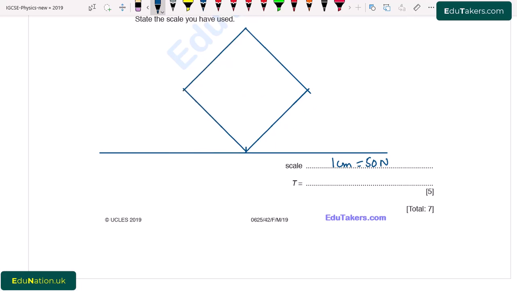First of all, tension is this and this, and its value is 5 centimeter. Then we draw this side parallel to this one and this side parallel to this one, and all of this has length 5 centimeter.